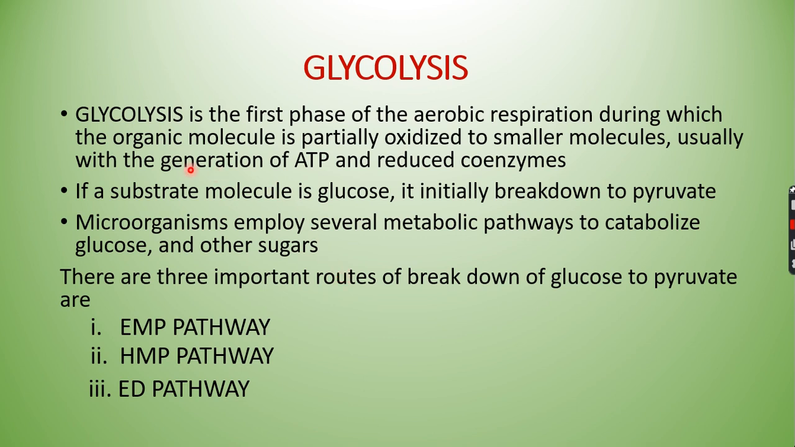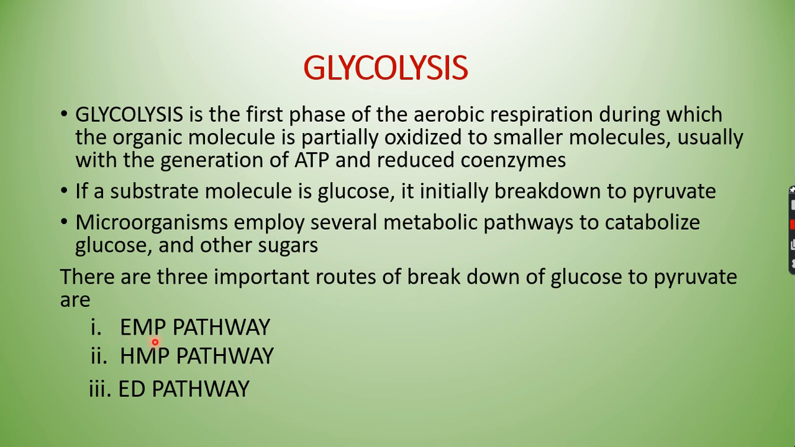Generally, in eukaryotic organisms, the glucose is broken down to pyruvate by only one method, that is glycolysis, or by the HMP pathway. But microorganisms employ several metabolic pathways to catabolize glucose and other sugars. So there are three important routes of breakdown of glucose to pyruvate. What are those three? EMP pathway, HMP pathway and ED pathway.